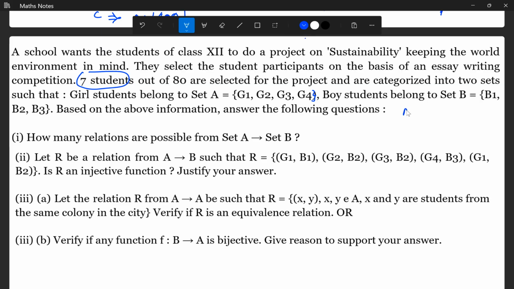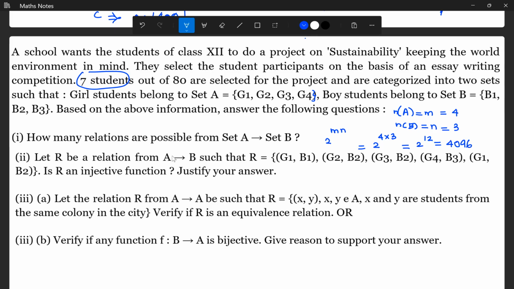If A contains m number of elements and B contains n number of elements, we know that the number of possible relations is 2 power mn. So that should be equal to 2 power, in this case it is 4 and 3. So it should be 2 power 4 into 3, which is equal to 2 power 12. So the answer should be 4096.